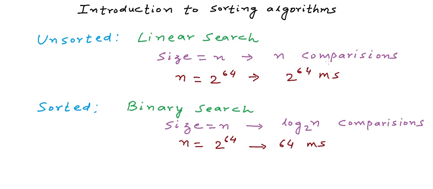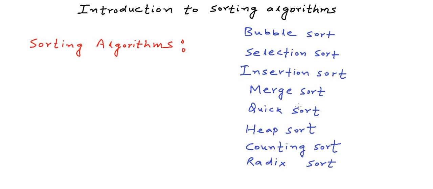Sorting as a problem is well studied, and a great deal of research has gone into devising efficient algorithms for sorting. In this series of lessons, we are going to study, analyze, and compare these sorting algorithms. Some of the sorting algorithms that we will be analyzing are bubble sort, selection sort, insertion sort, merge sort, quick sort, heap sort, counting sort, radix sort, and this is not all. There are more, and you can imagine how important sorting as a problem is.